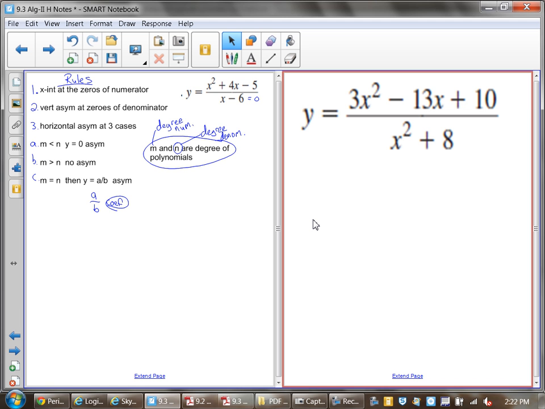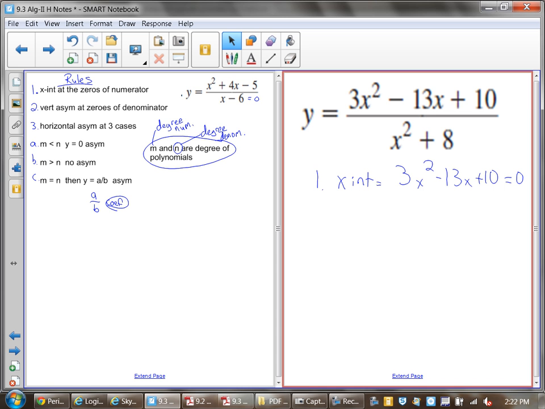Again, as we start this one out, I have y equals 3x squared minus 13x plus 10 all over x squared plus 8. When I start the problem, I'm going to find my x-intercepts. My x-intercepts are going to be at the zeros of the numerator. So I set it equal to 0. And again, I need to factor. What's 3 times 10? What times what is positive 30, but if I add it together, I get negative 13?